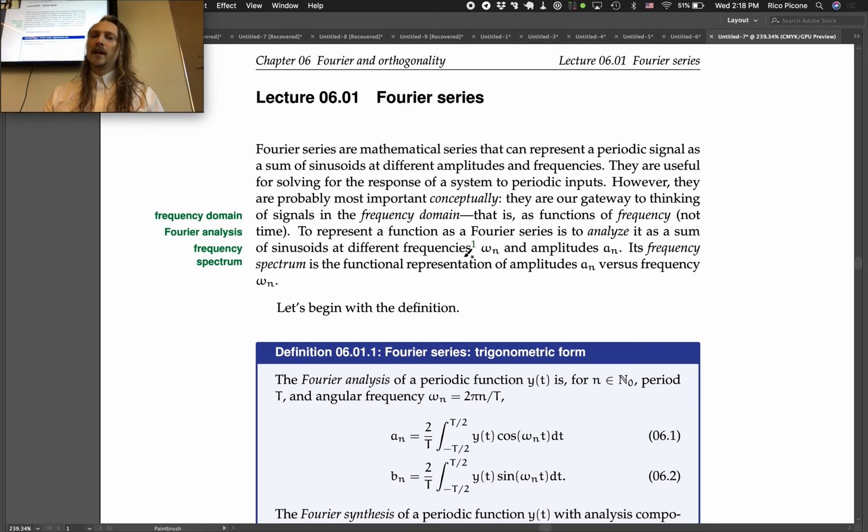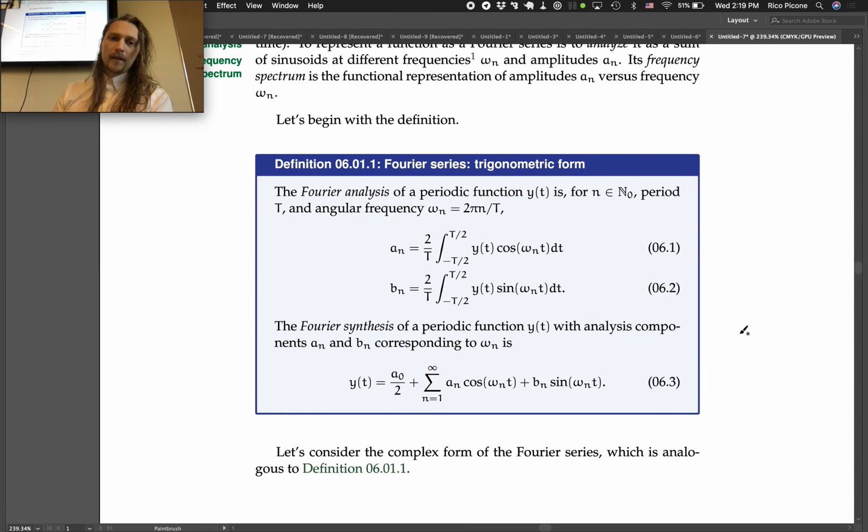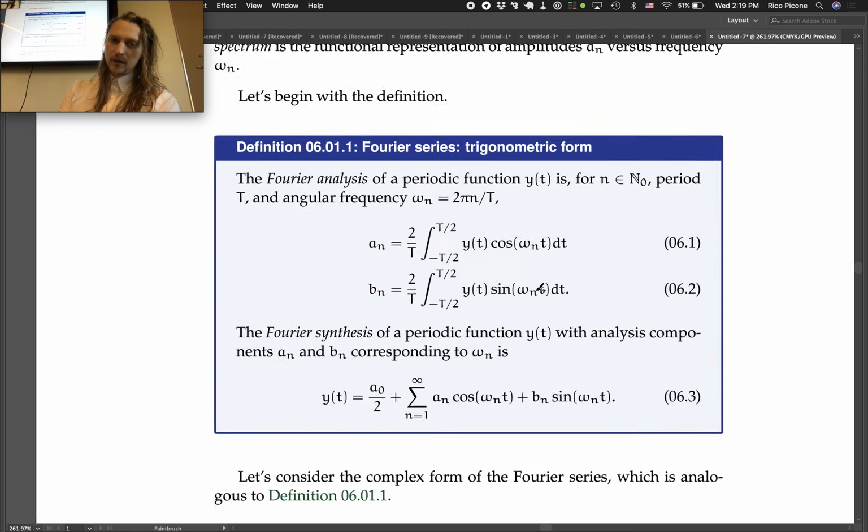To represent a function as a Fourier series is to analyze it as a sum of sinusoids at different frequencies, omega n, and amplitudes, an. Its frequency spectrum is the functional representation of amplitudes versus frequency. Let's begin with the definition. The Fourier analysis of a periodic function y is, for n a natural number including 0, with period T and angular frequency omega n, given in 6.1 and 6.2.